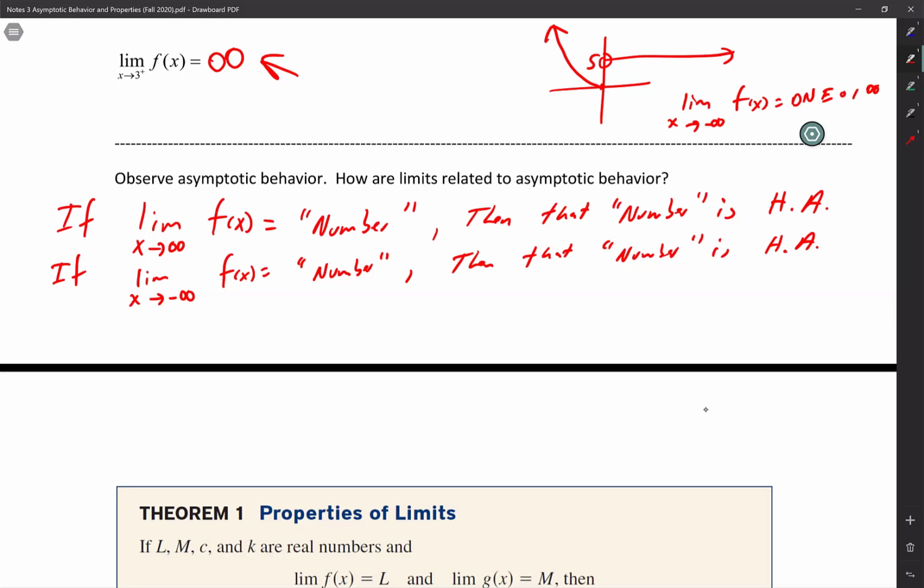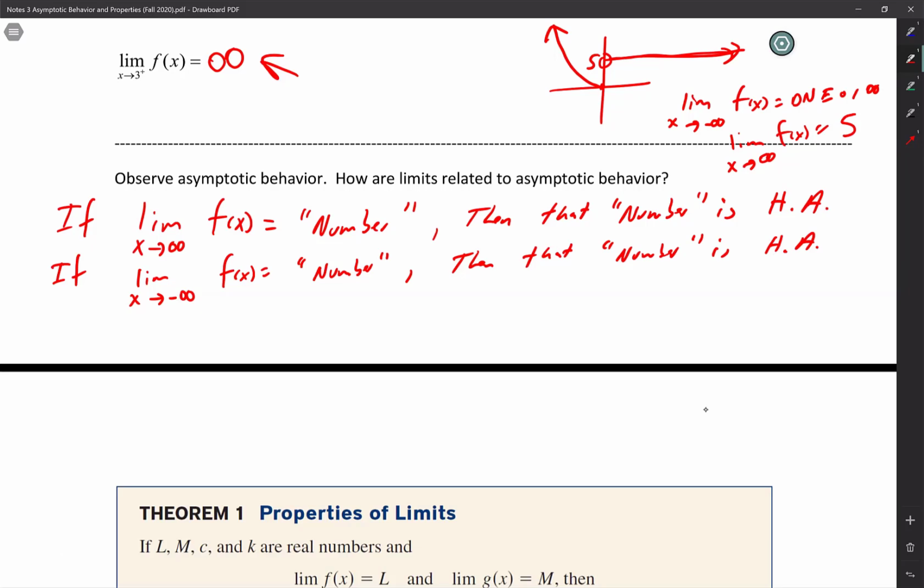Can you say the last part again? Yes. If I were to write the limit as x approaches infinity of this function, well, this function's always 5 no matter what. So that's kind of like a horizontal asymptote there because it's just 5.